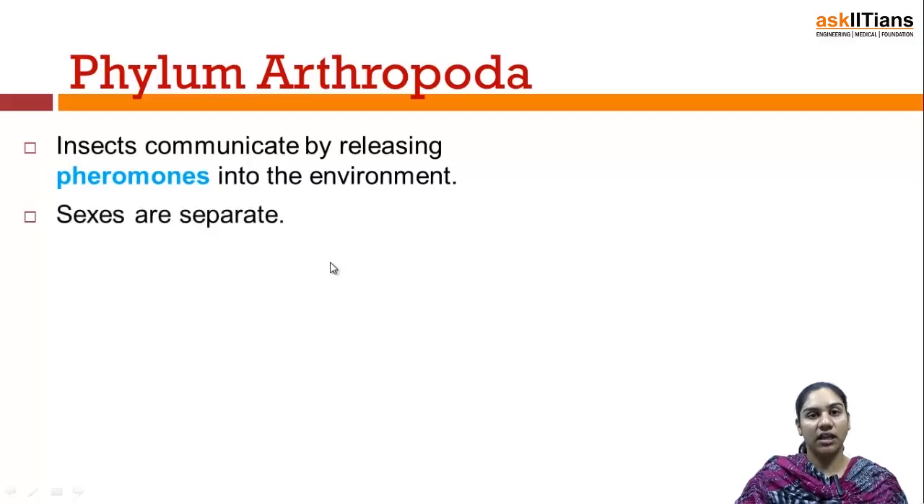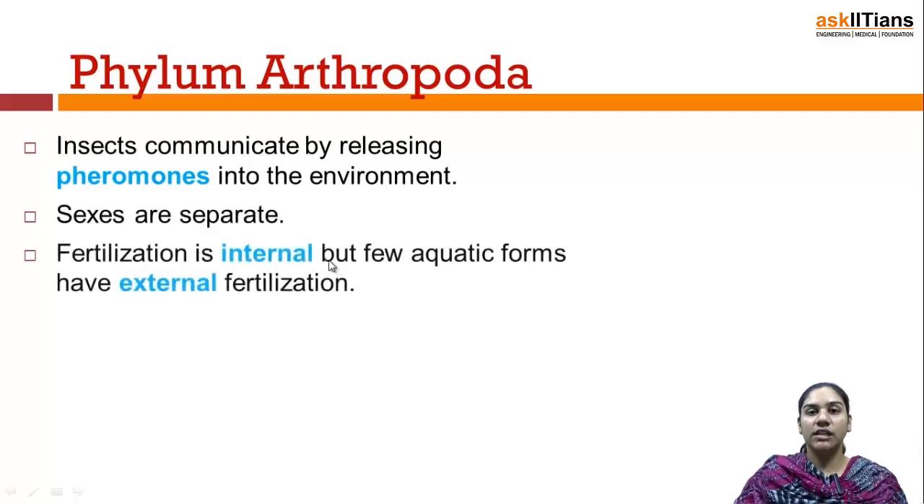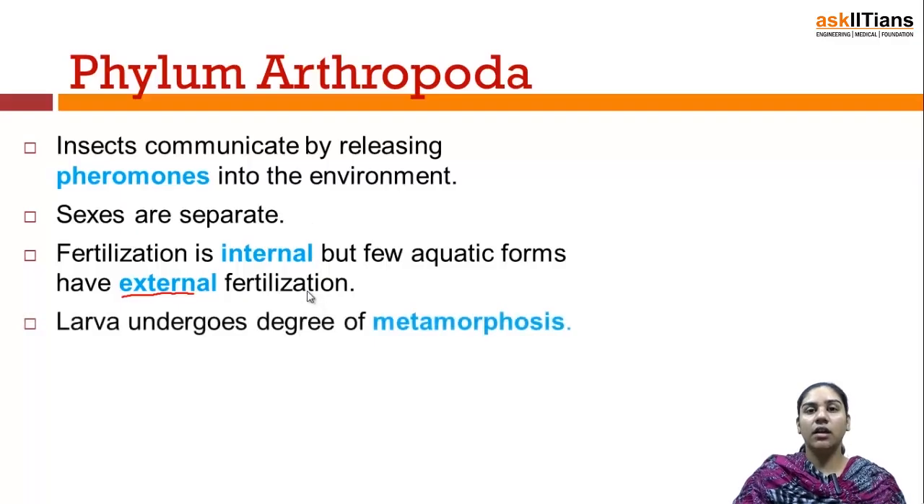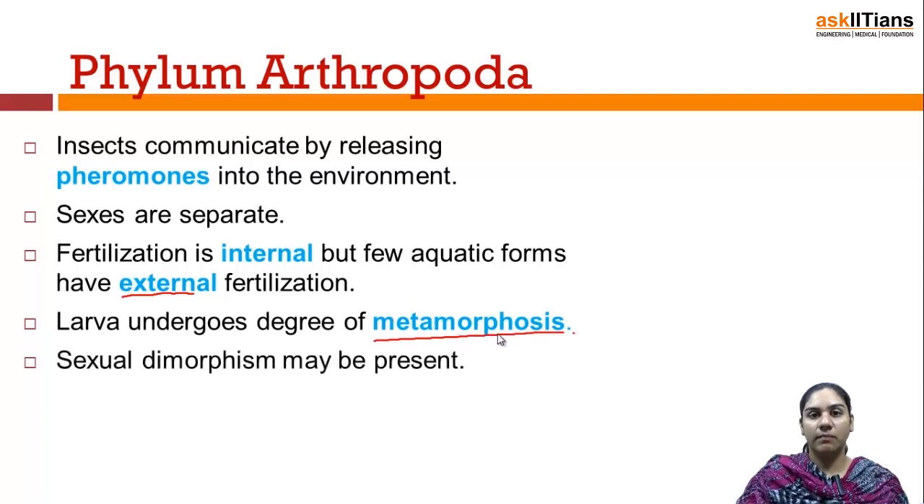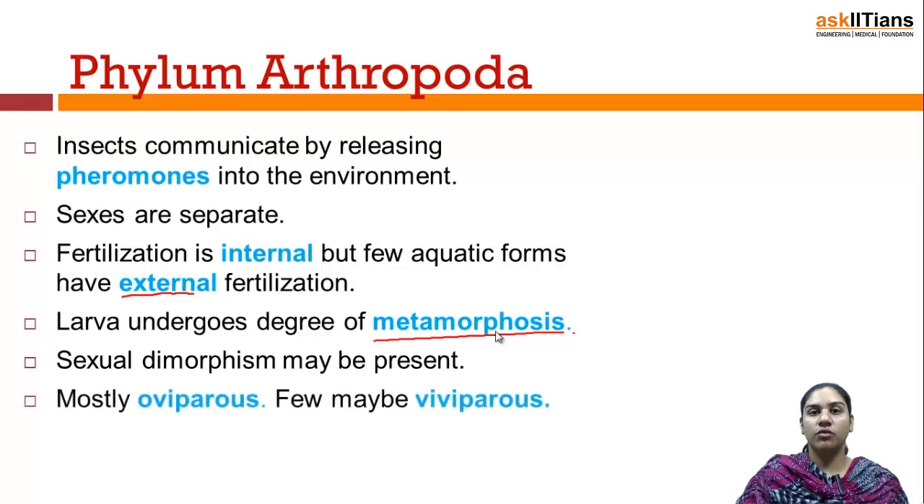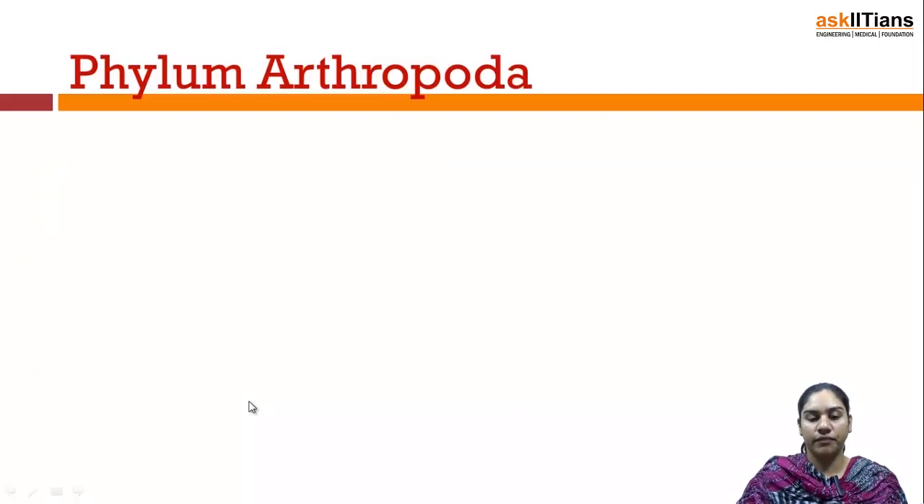The sexes are separate, male and female are different. The fertilization is internal, but in a few aquatic forms, they have external fertilization. The larva undergoes a degree of metamorphosis, means before developing into a complete adult form, it goes through a series of stages that is known as metamorphosis. Sexual dimorphism may be present. They are mostly oviparous, but a few insects are viviparous also. So they are both oviparous and viviparous.